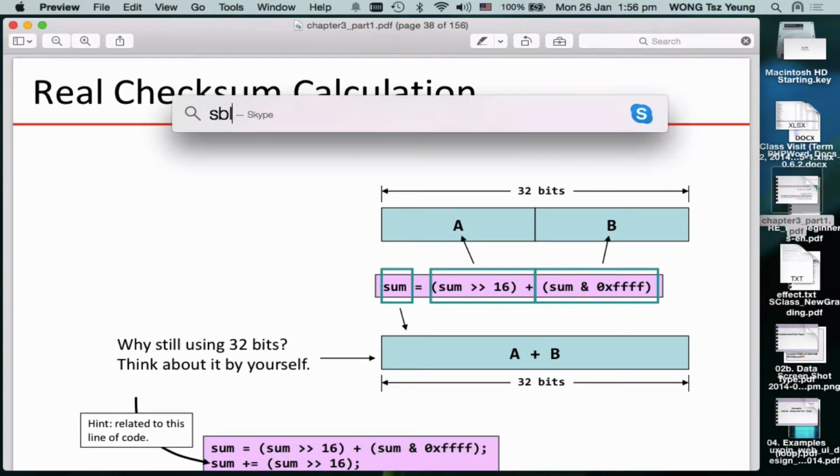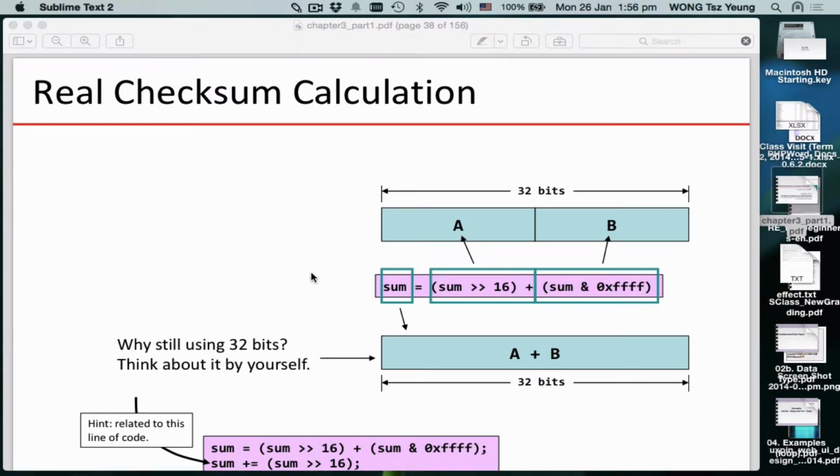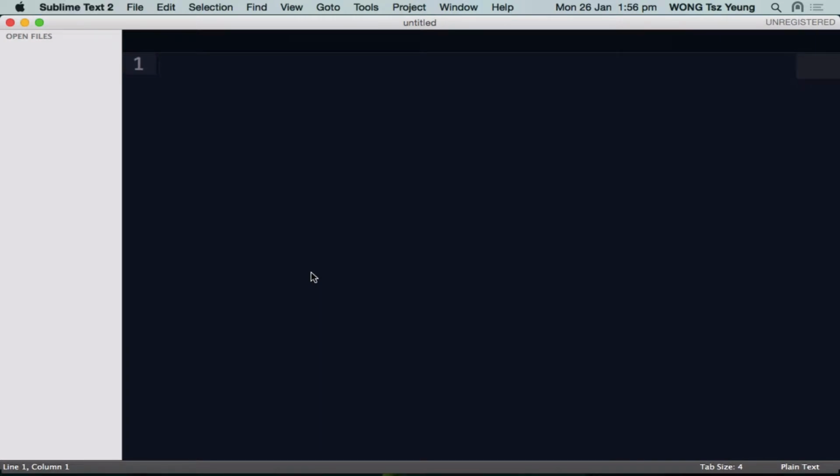Let me use Sublime to type it. Let's say I have bytes number 1, 2, 3, 4. This byte stream: A is a byte, B is a byte, C is a byte, D is a byte. I use these 4 bytes to generate a checksum using that algorithm. Can you construct another byte stream E, F, G, H?